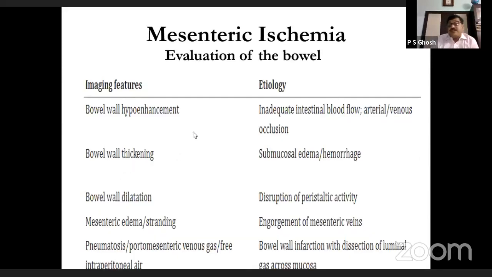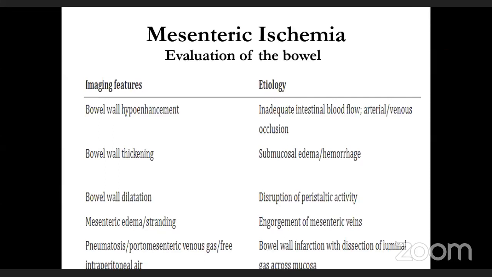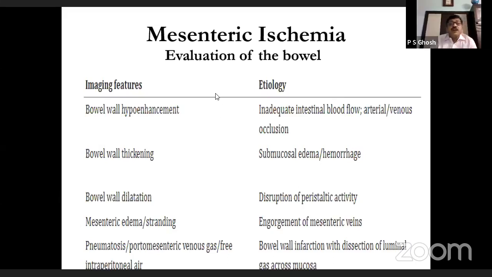Now, mesenteric ischemia, though we encounter it very rarely, if it presents in the emergency and if we cannot pick it up, it is devastating. Now, to identify mesenteric ischemia, we have to evaluate the bowel as well. We have to evaluate the vessels.